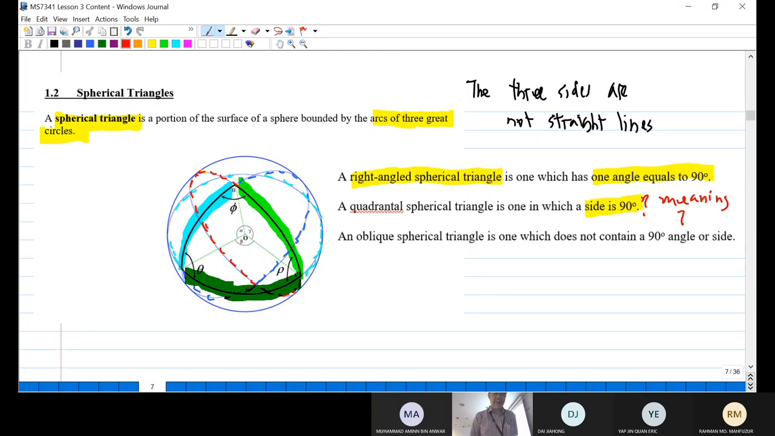So how many types of spherical triangle are there? A special case is a right angle spherical triangle, which has one of the angles equal to 90 degrees. I'll show you a picture of a right angle triangle. The other triangle, which is called a quadrantal spherical triangle, is one in which one side is 90 degrees. And it's not just angle, one side, right? It's 90 degrees. And an oblique spherical triangle is one which does not contain 90 degrees at all, in any side, any angle. But for today, we only look at right angle spherical triangles.